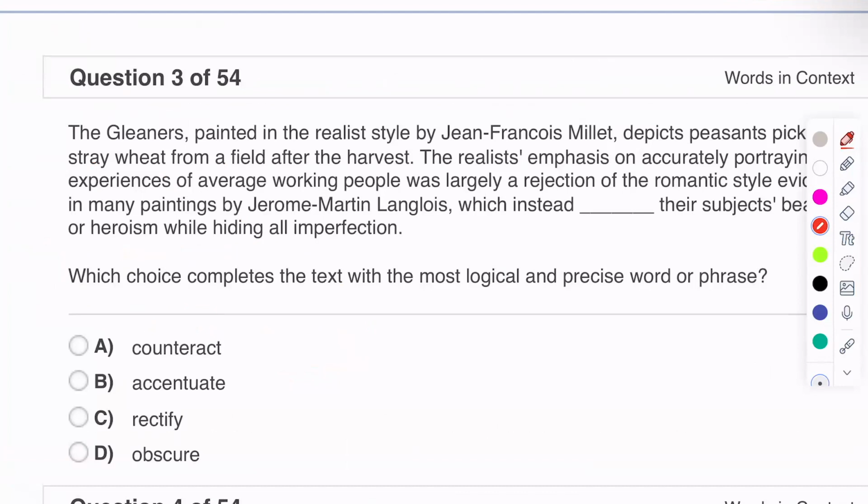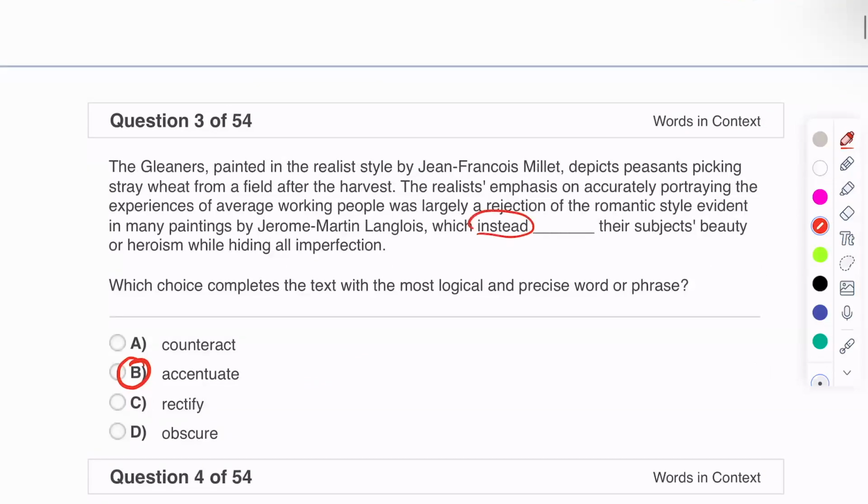Three is a little bit tricky one, a verb. So the answer is B, accentuate. Okay, so accentuate means to emphasize something, to highlight, to make something more noticeable, more prominent. Yes, okay. So here, also see the common part? They love to give you the word instead in the vocabulary questions because there is a contrast again. Contrast definitely is College Board's favorite type of passages.